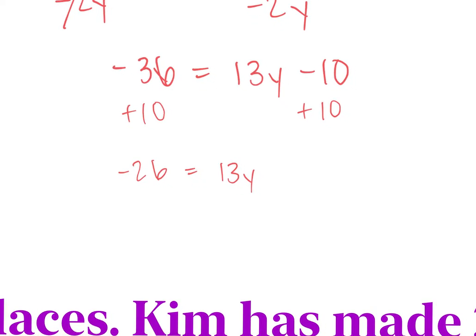And for my last and final step, Christina? You divide negative 26 by 13. Just that side? No, both sides. Excellent. We divide both sides by 13 and we get y equals, anyone know the answer? Negative 2.